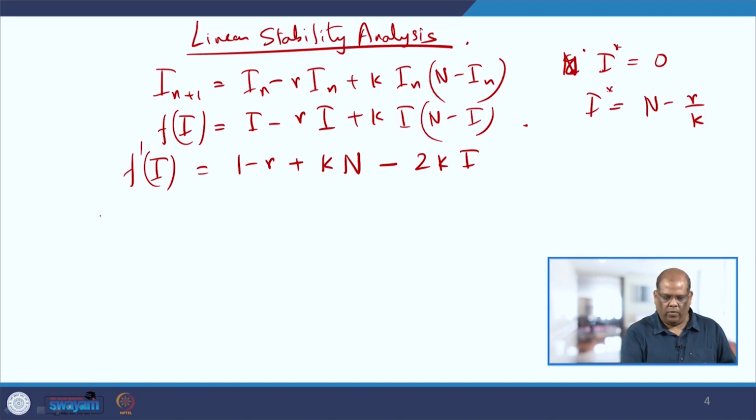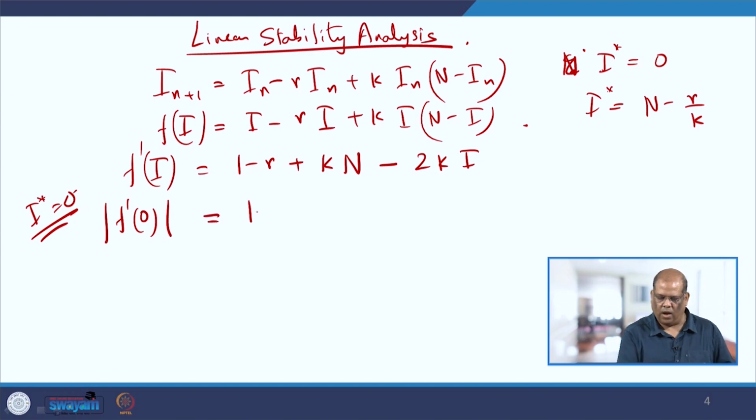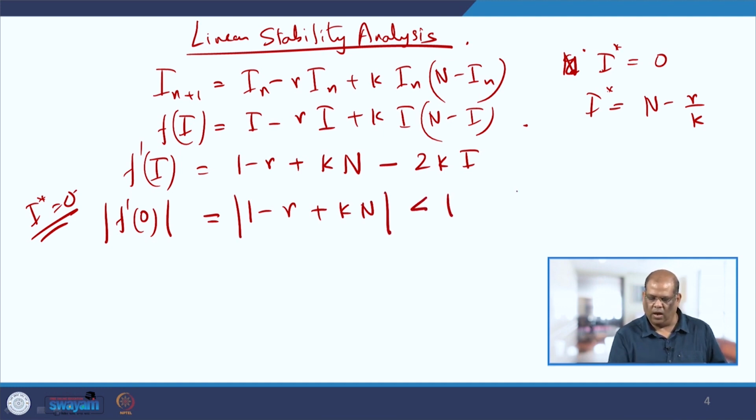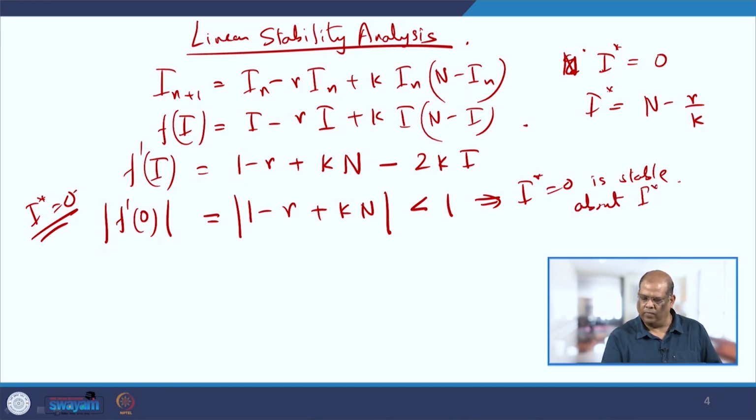So, now what we have to do is calculate the modulus of f dash 0, because your I star one value is 0, and you get mod of 1 minus R plus k n. If this value is less than 1, then we say that I star equal to 0 is stable about the equilibrium point I star. We say the system is stable about I star equal to 0.